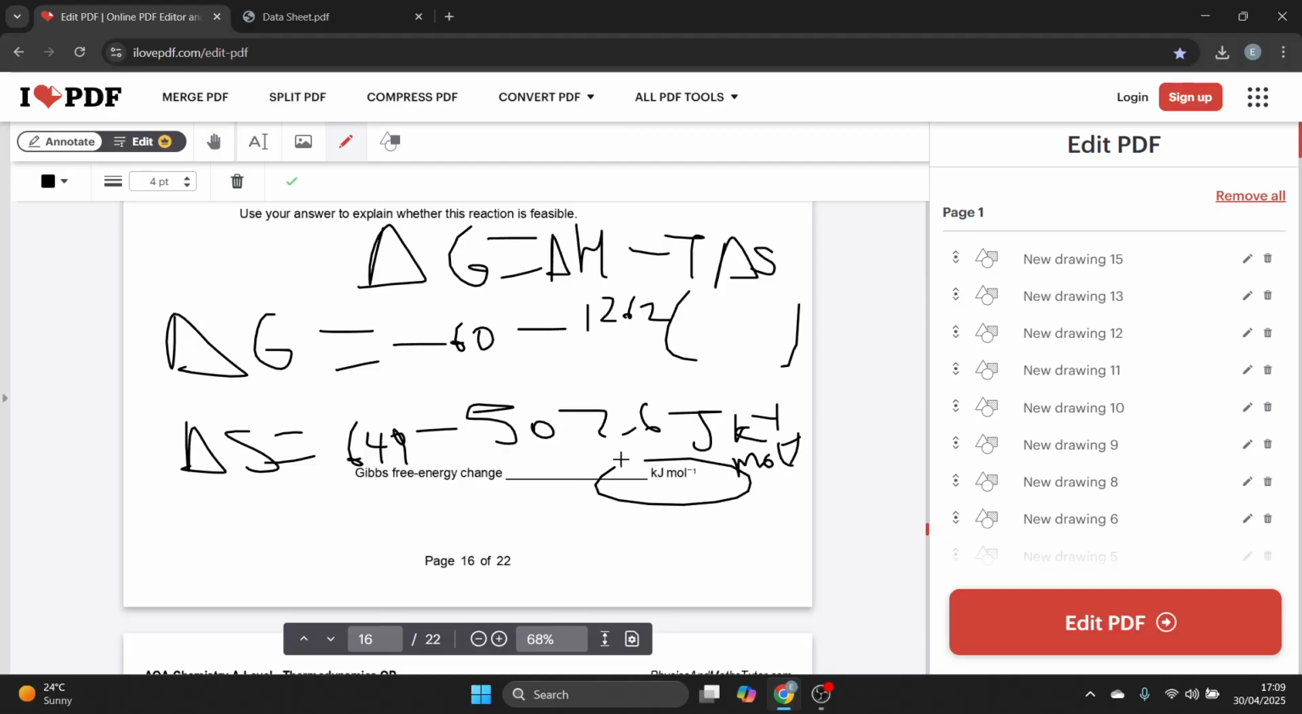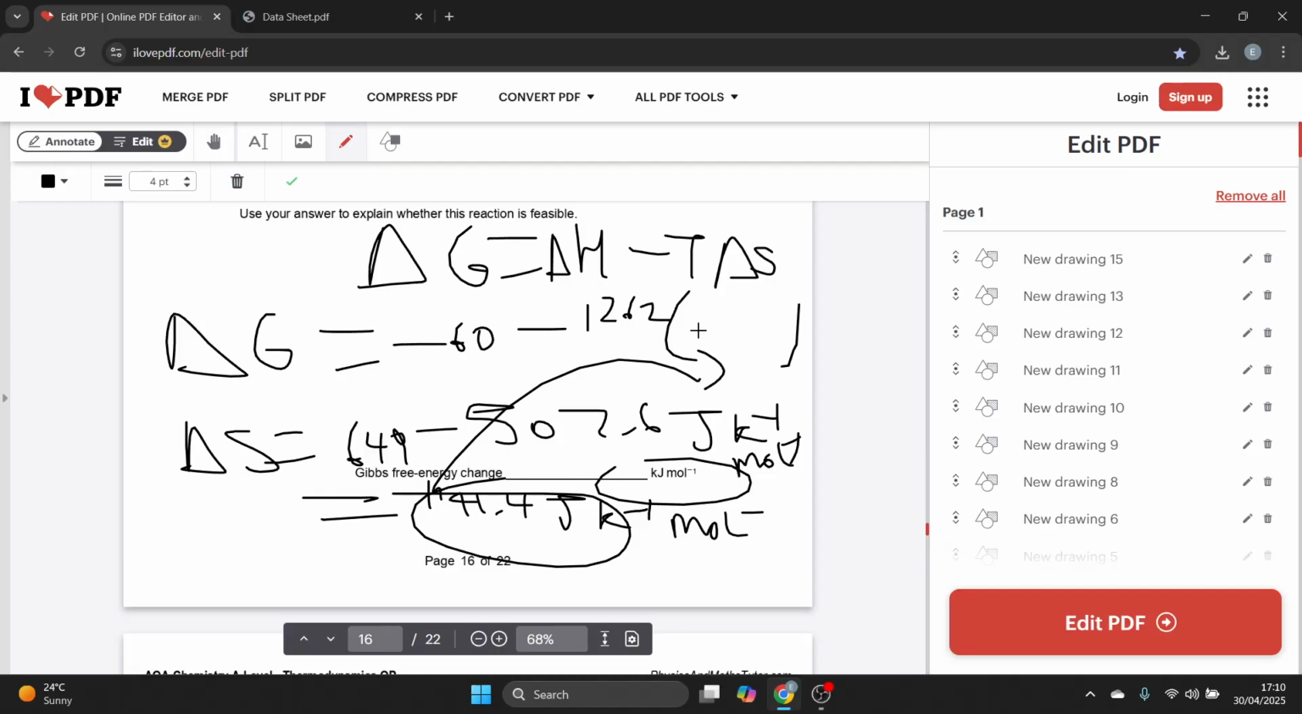I want my answer in kilojoules, so now I get 141.4 joules K to the power minus 1 mol to the power minus 1. But now I need to put it in here, so I need to convert it to kilojoules. So it's just going to be that times 10 to the power minus 3, which I can already do in my head: 0.1414. So it's going to be minus 60 minus 1262 bracket 0.1414, minus 238.